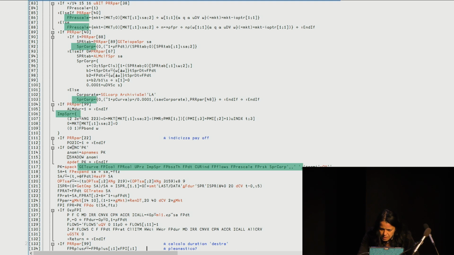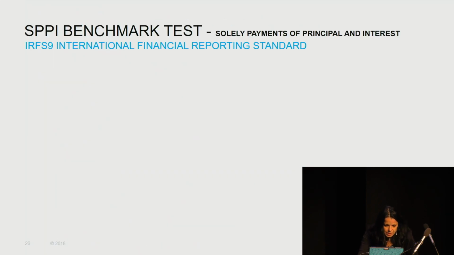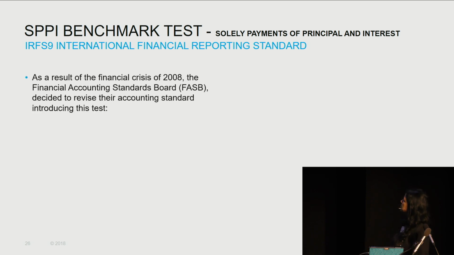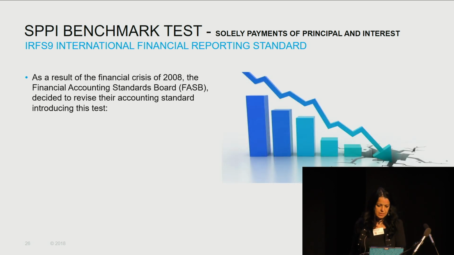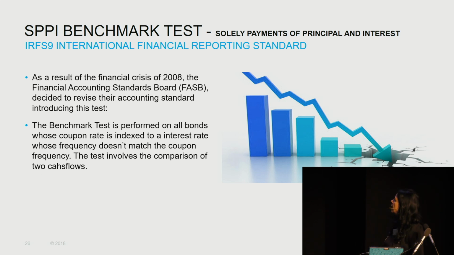Okay, a step again. After the financial crisis of 2008, the Financial Accounting Standard Board asked the companies to perform another test called SPPI benchmark test. In this test, you have just to calculate the cash flows of some special bonds and compare them with the cash flow of some plain vanilla bond.